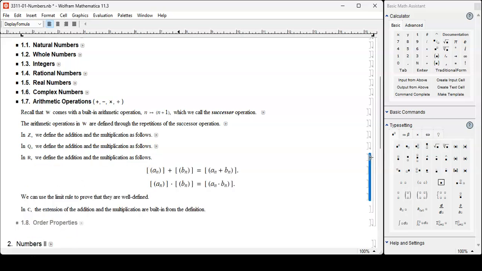How about R? Well, this proof is actually not too bad. You can use a limit rule. Proving the limit rule may be hard, but you can use a limit rule, so it'll turn out to be okay, as a matter of fact. You can just add up the sequences and multiply the sequences.